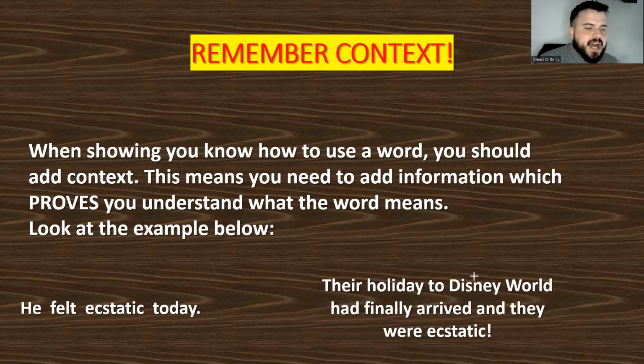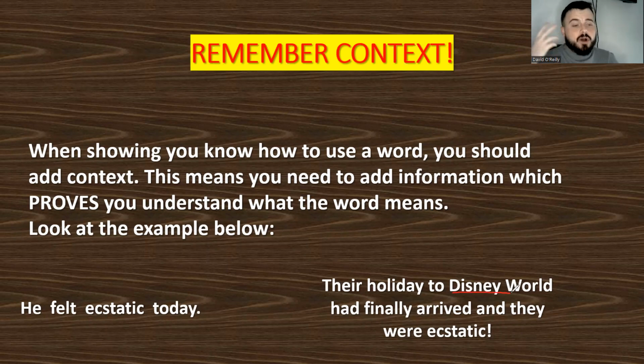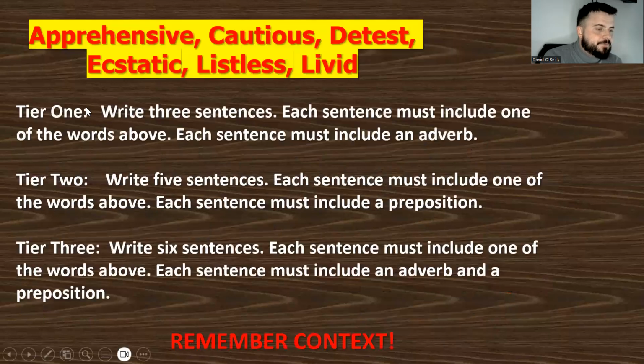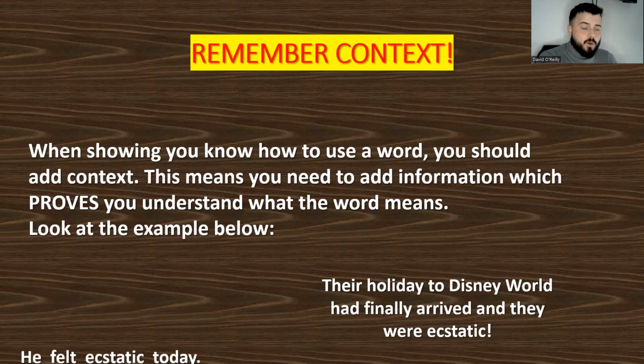Here's an example: Their holiday to Disney World had finally arrived and they were ecstatic. There is enough context in that sentence to suggest that we know what ecstatic means, because in pretty much every case of someone going to Disney World, they would feel happy and excited, which is what ecstatic means. So I've added context to the sentence, the fact that they are going to Disney World. Someone that doesn't know what ecstatic means, reading the sentence, can probably work out what it means. So when you are doing the task here, think about context.